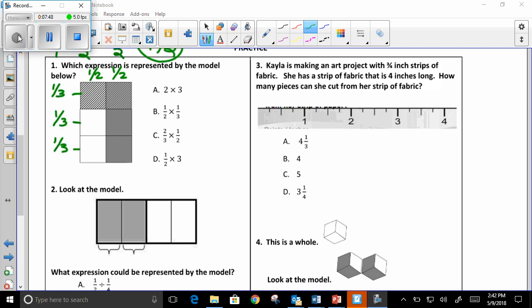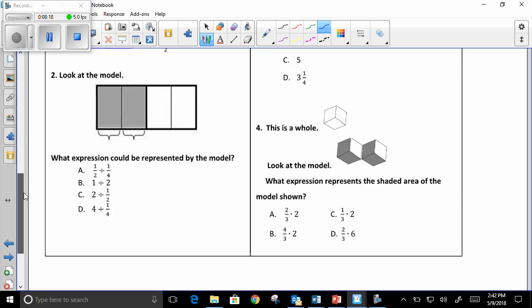So they want to know which equation this is. So let's see, what's shaded? 1/2 is shaded because I can look all the way down. So that's 1/2 is shaded. And then I need to look across. So if I look across, I have 1/3 shaded. So the correct answer is B, 1/3 times 1/2, or 1/2 times 1/3.